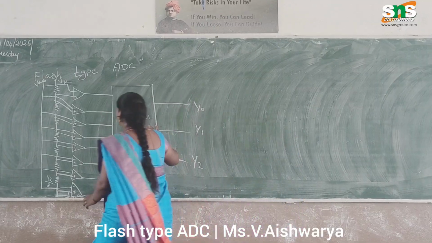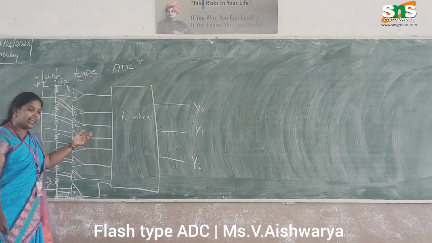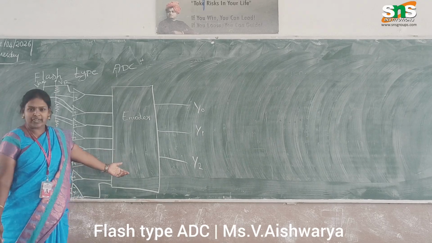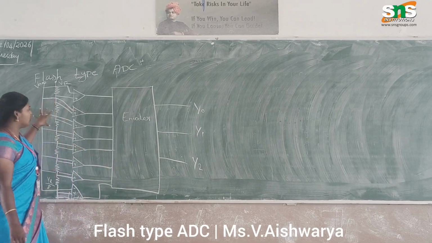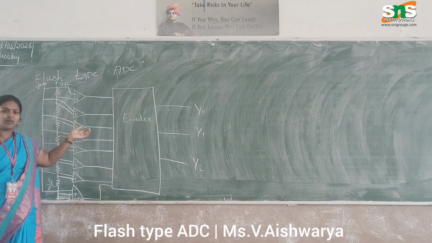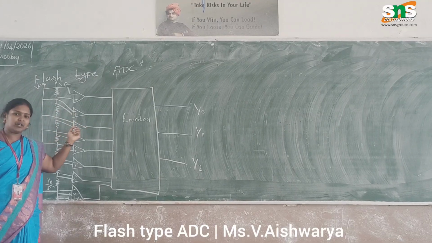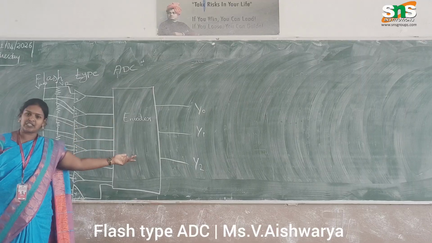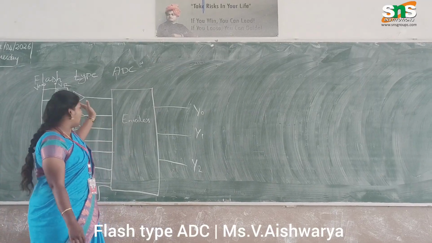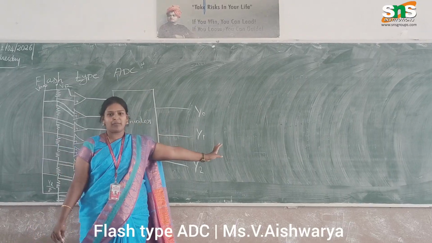Construction-wise, it has 8 comparators, 8 resistors, and 1 encoder. We apply the analog input and the reference input to the comparator circuit. The comparator compares the values and gives them to the encoder circuit. After processing, the encoder converts this analog signal into a digital format.